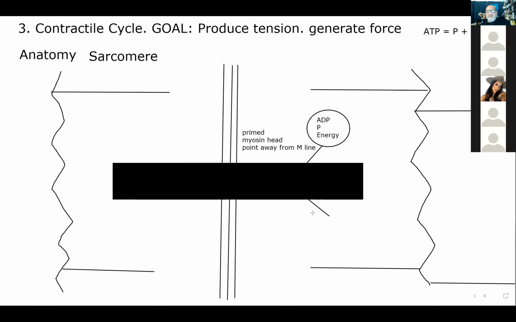And so when that myosin head is primed, it is pointing away from the M line. So notice on this side, our myosin heads will be pointing in this direction. And on the other side, our primed myosin heads will also be pointing away from the M line, and they will be pointing in that direction. So all of our primed myosin heads point away from the M line.